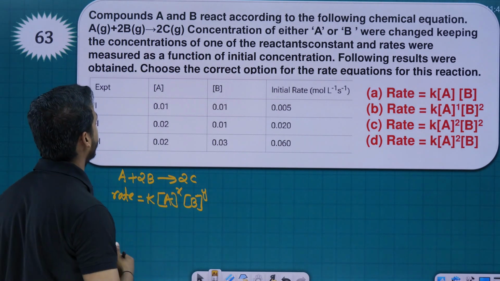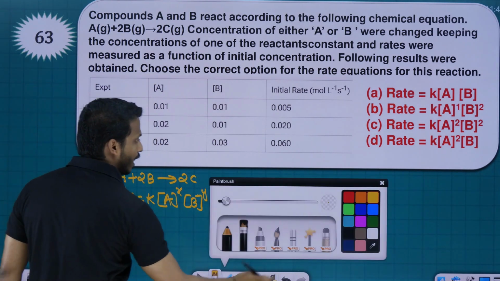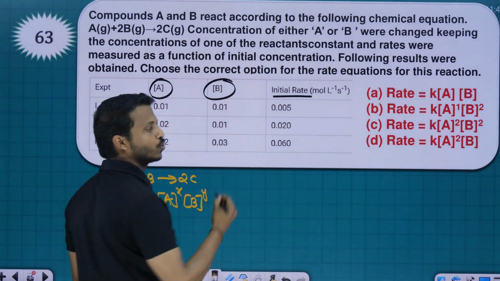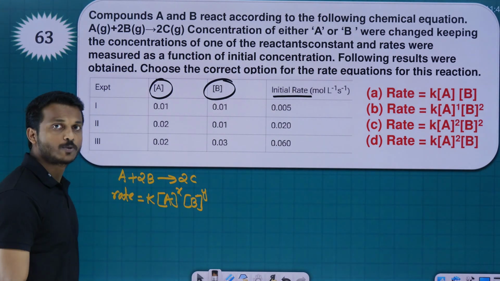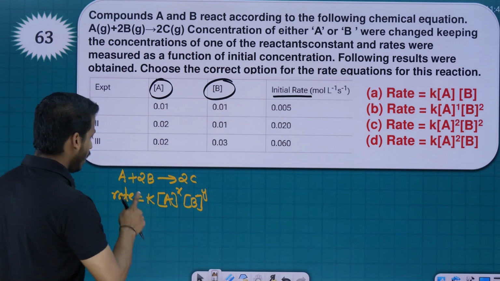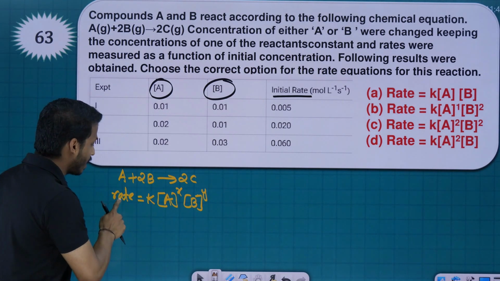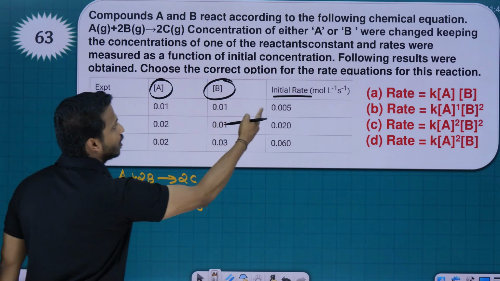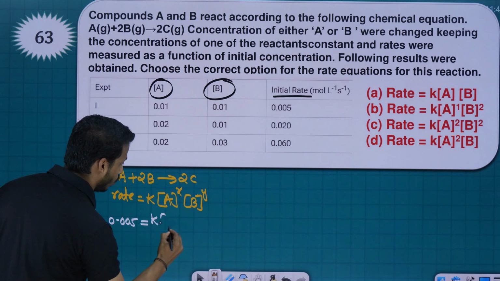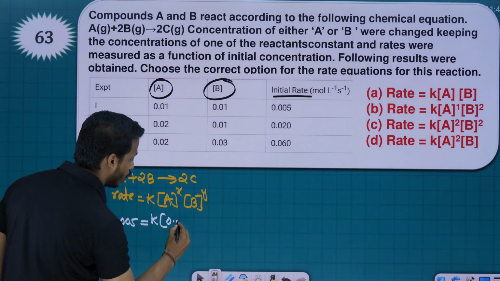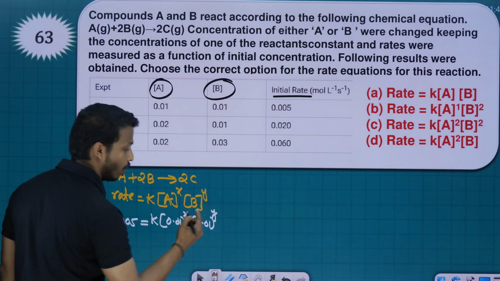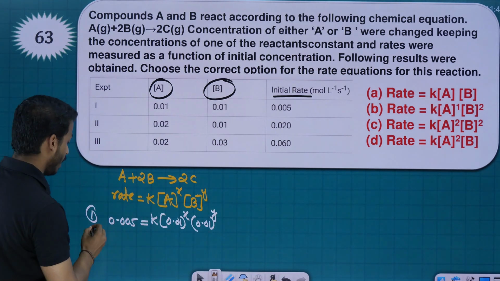They're given some data. What all data are given here? A concentration is given, B concentration is given, and the rate is also given. They conducted how many experiments? 3 experiments. All the 3 values you put into the rate law. What is the rate according to the first experiment? The rate is 0.005 equal to k into, at that time, A concentration 0.01 raised to x, B concentration 0.01 raised to y. This is according to equation number 1.